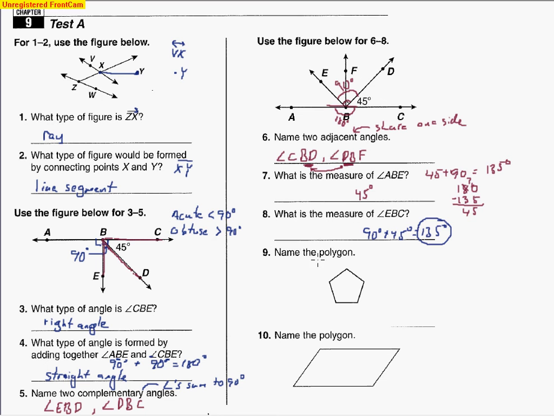Well, here I have to name a figure. What kind of polygon is this? Polygon means many-sided, or many-angled figure here. And this one has 1, 2, 3, 4, 5 sides. So 5 sides is called a pentagon.